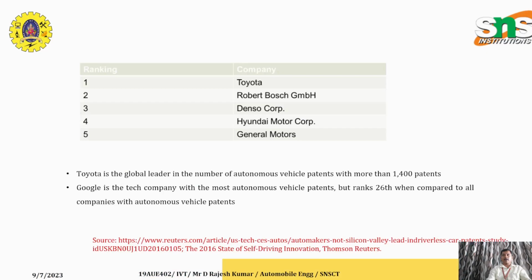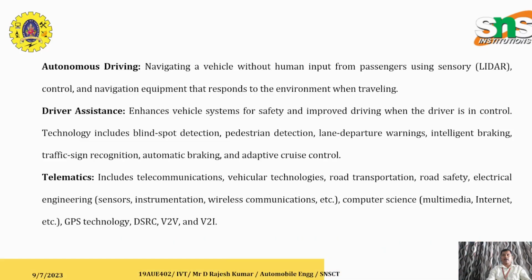And this is about the data where Toyota is a leader in the number of autonomous vehicle patents. So over 1400 patents are owned by Toyota. Google is also one of the patent holders, where it ranked 26th compared to all companies with autonomous vehicle patents. This Google is not a hardware patent, it is a software, that is a programming patent owned by Google.